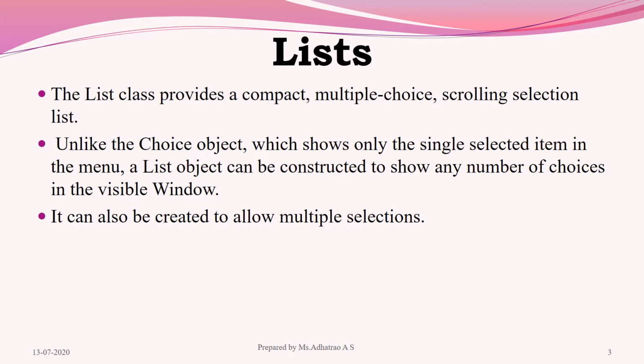The next control is lists. The list class provides a compact multiple choice scrolling selection list. Unlike the choice object, which shows only the single selected item in the menu, a list object can be constructed to show any number of choices in the visible window. It can also be created to allow multiple selections.